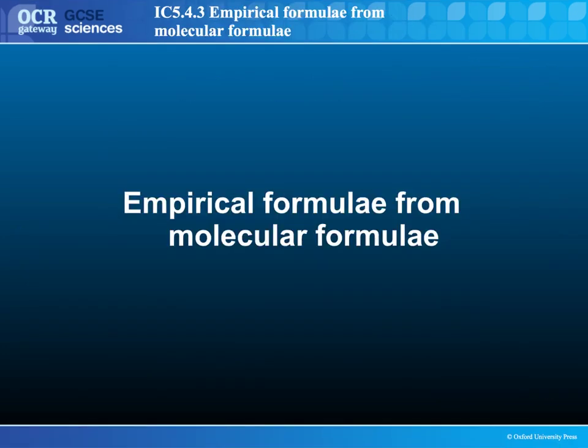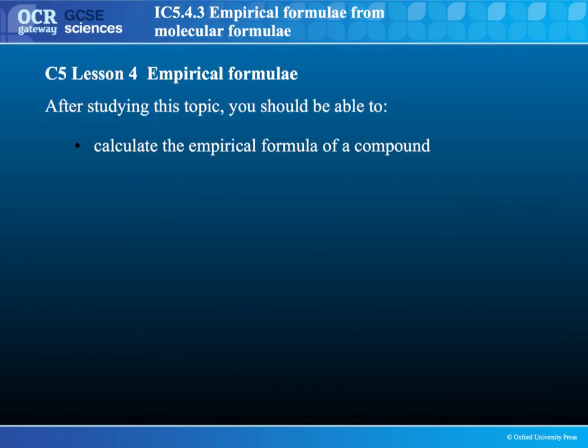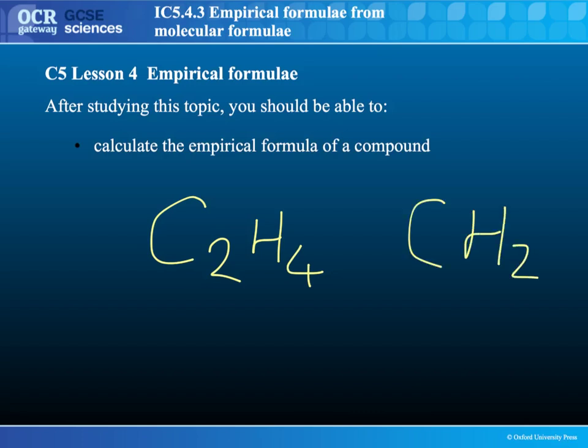The second part of this video is how you calculate empirical formula. Empirical formula is slightly different from molecular formula. It is essentially the simplest version of a formula. So where you can have something along the lines of, for ethene, C2H4, the simplest version of that formula, i.e. the ratio of carbon to hydrogen, is CH2. That's the empirical formula, the simplest version of the formula.